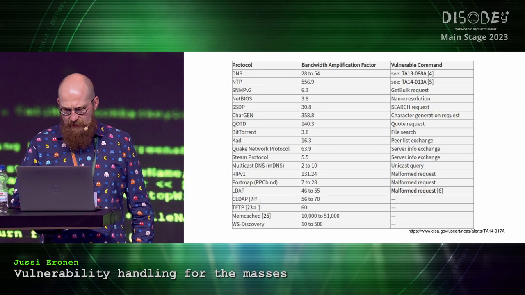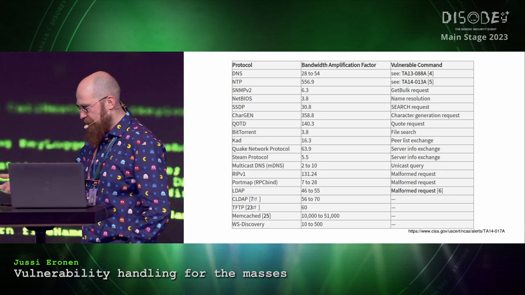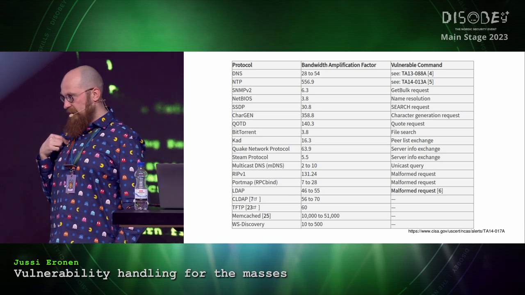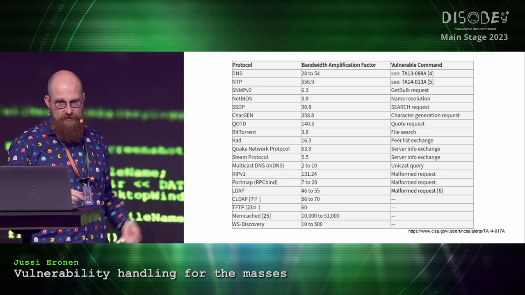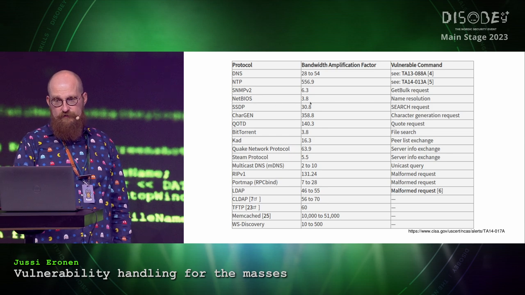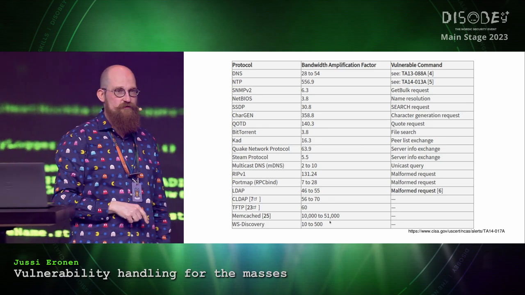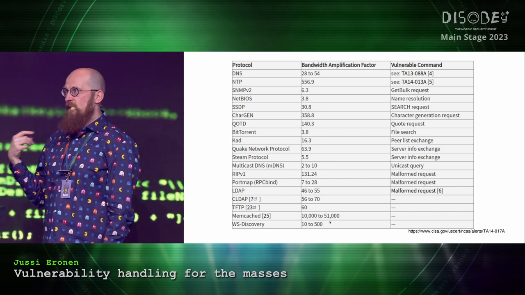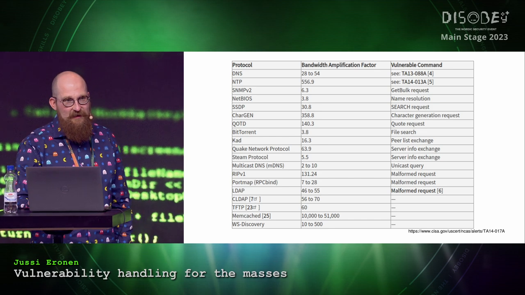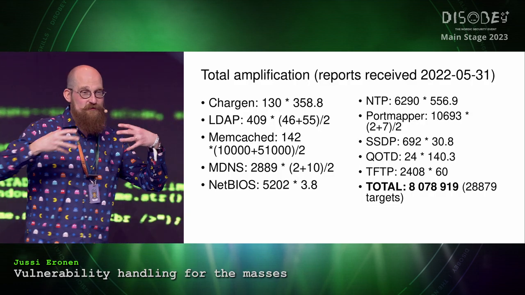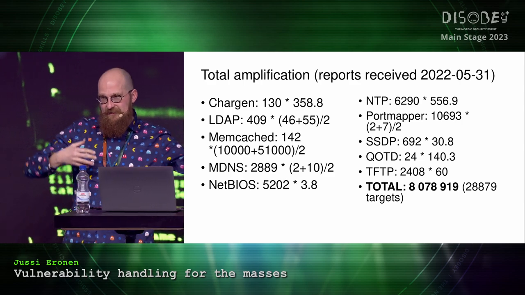But then we have the case of amplification attacks. Everyone probably knows about these. Especially in the case of UDP, where there is no real connection between client and server, you can send one byte to get, like in the case of NetBIOS, 3.8 bytes to the target of your choosing, and in extreme cases, like 51 kilobytes to the target of your choosing. And if we combine this fact with the fact that there are many open services within Finland, you could actually do a denial of service attack towards Finnish targets from within Finland by targeting these servers.